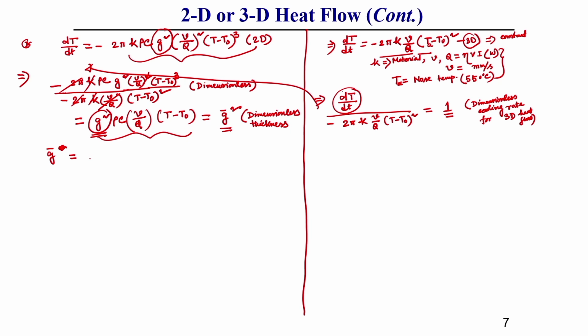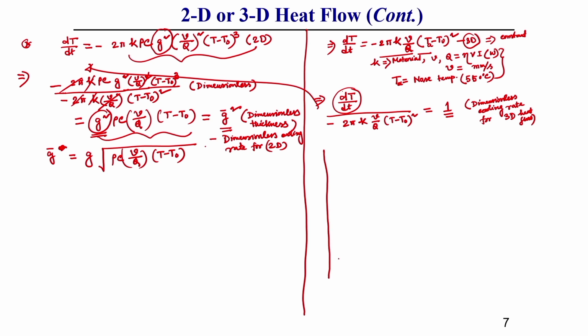So, what is g? You can write the dimensionless thickness as the thickness of the plate into rho c v by q, T minus T0. You should keep this in mind. Whatever dimensionless thickness you are getting, squared, this second equation is called the dimensionless cooling rate for the 2-dimensional case.